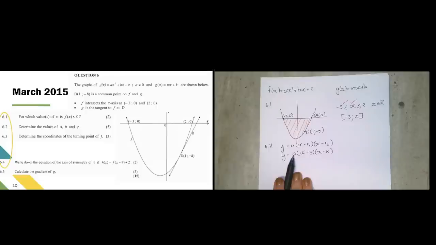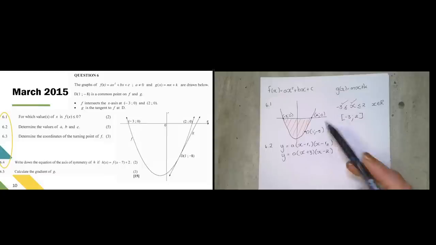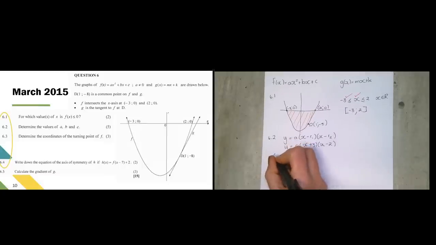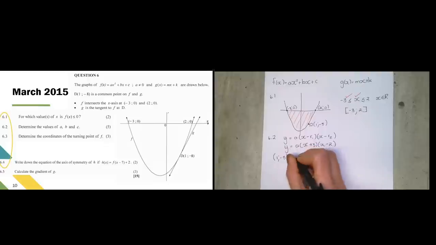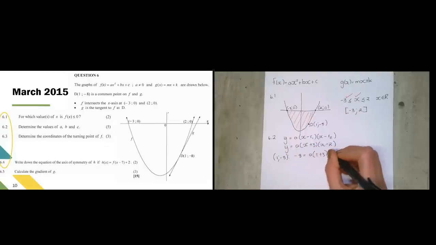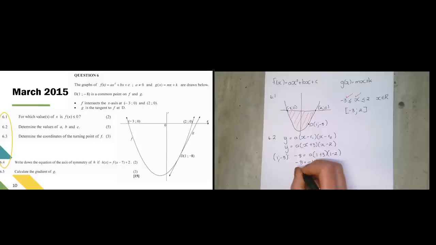How can I calculate A? I substitute in a coordinate on the graph. I can't use the negative 3 and the 2 again, I've already used them. So who have I not used? The 1 and negative 8. So let's substitute in 1, negative 8. Negative 8 equals A. X is now 1 plus 3 in the first bracket, and in the second bracket, 1 minus 2. Negative 8 equals 1 plus 3 is 4, 1 minus 2 is negative 1. 4 times negative 1 is negative 4, so that's negative 4A. If I divide both sides by negative 4, A is equal to 2.